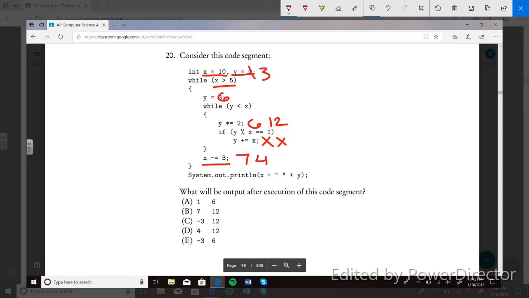4 isn't greater than 5, so you wouldn't run this while loop anymore, and you would go directly to the system out print line. So your final value for x is 4, and your final value for y is 12, and that would be answer choice D.